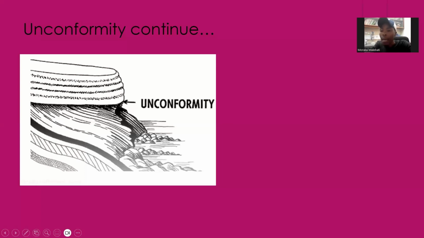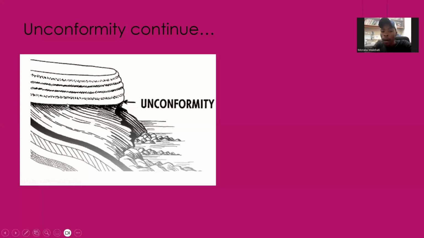This represents a gap wherein there wasn't any deposition, or wherein deposition stopped for a moment, or a period of erosion.